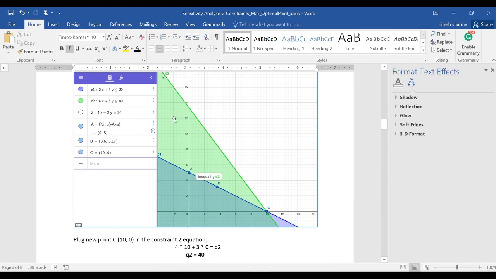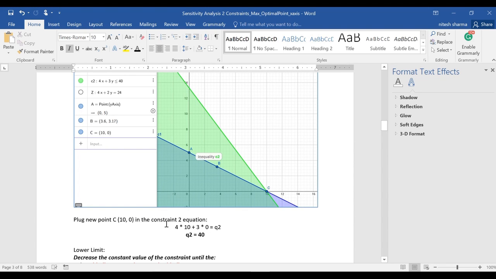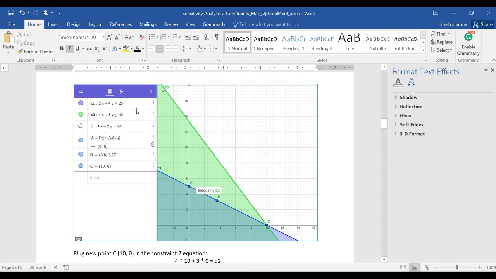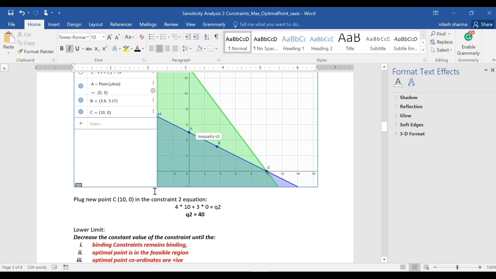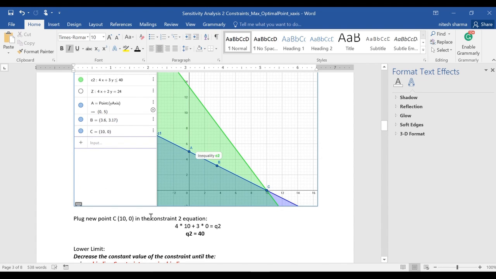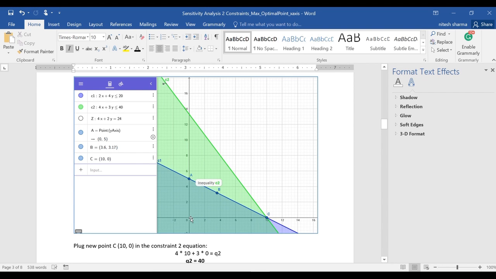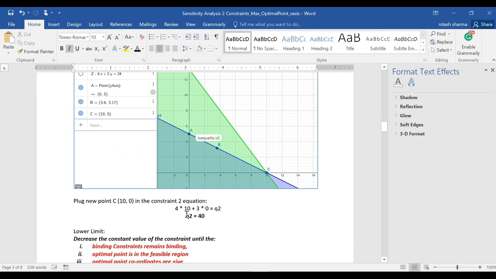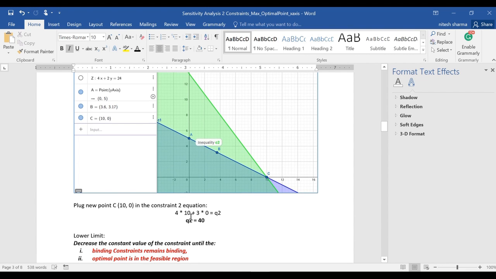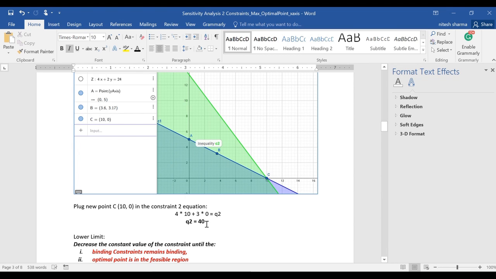I've represented it in the image over here. Now to find the upper limit mathematically and not by GeoGebra, we have to plug this new point C 10, 0 in constraint 2 equation, which becomes 4 into 10 plus 3 into 0, which is equal to Q2, my new value, and Q2 becomes 4 into 10, that is 40. So that is my upper limit for constraint 2.